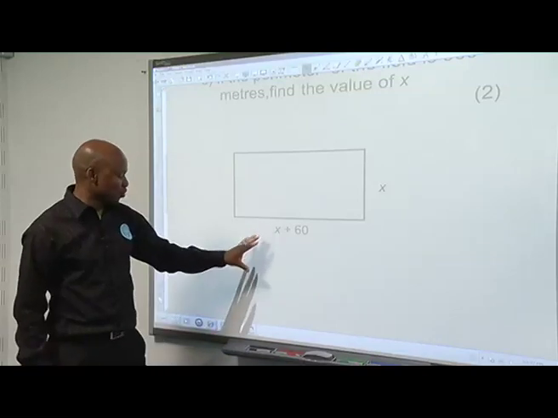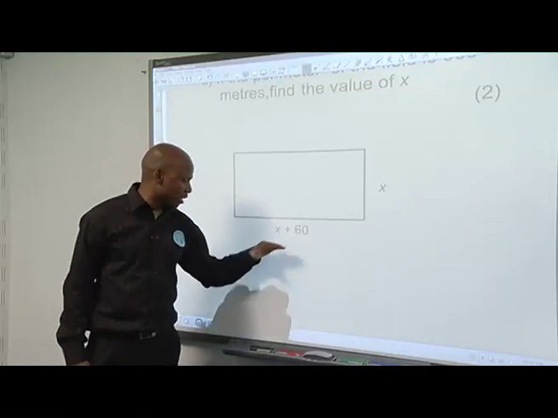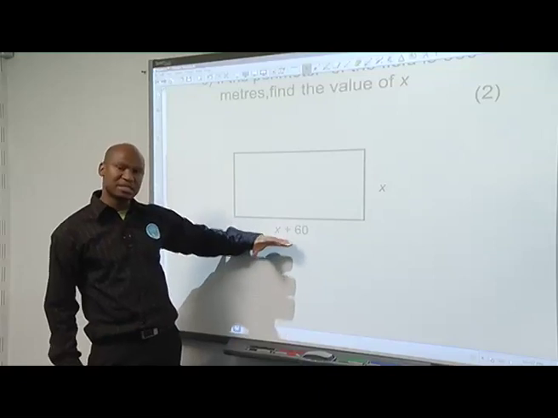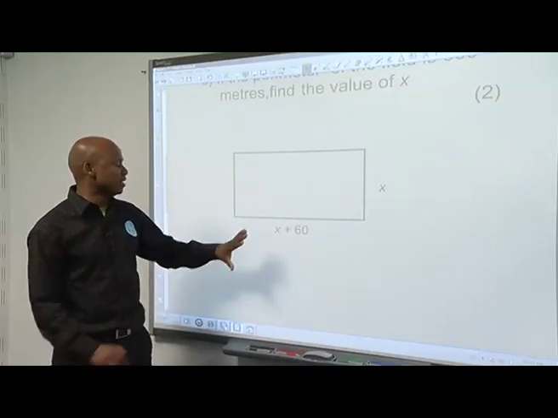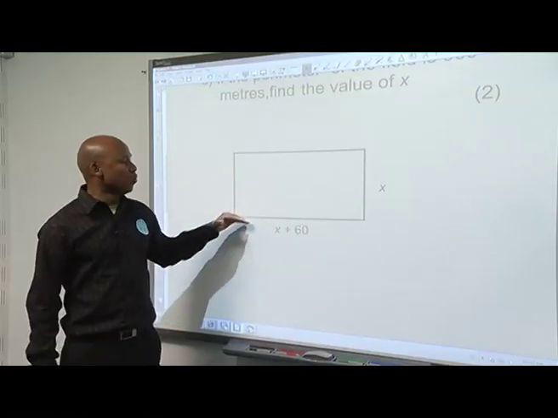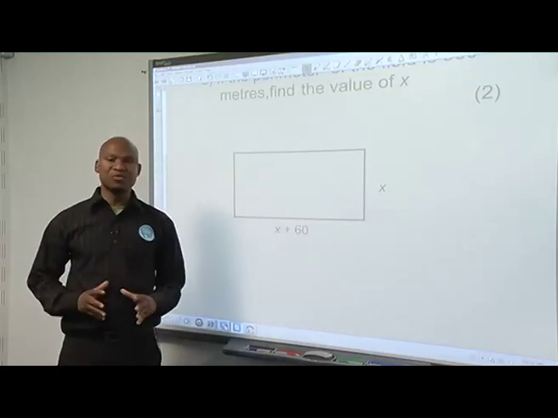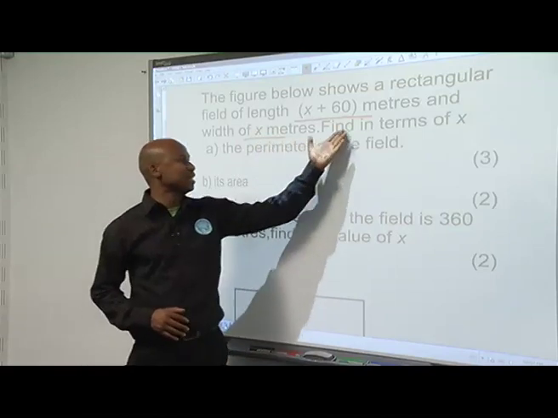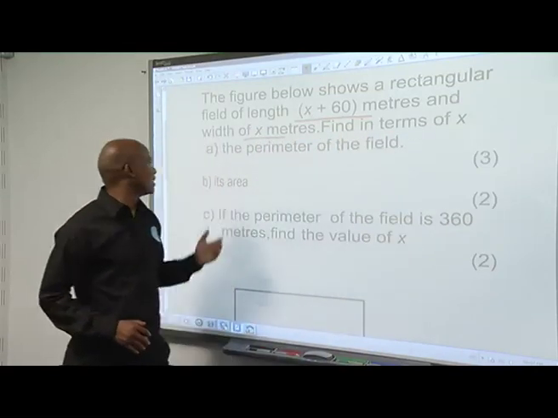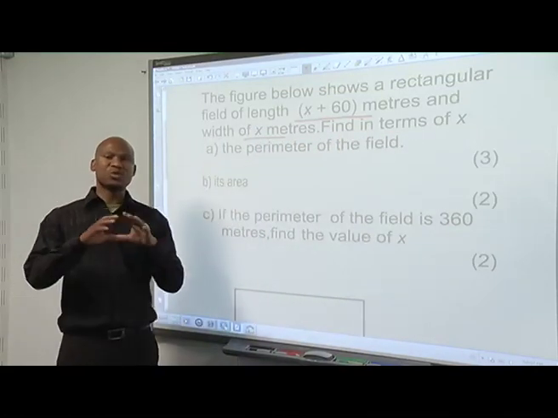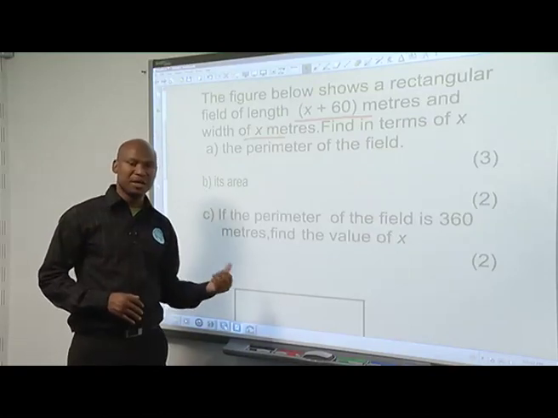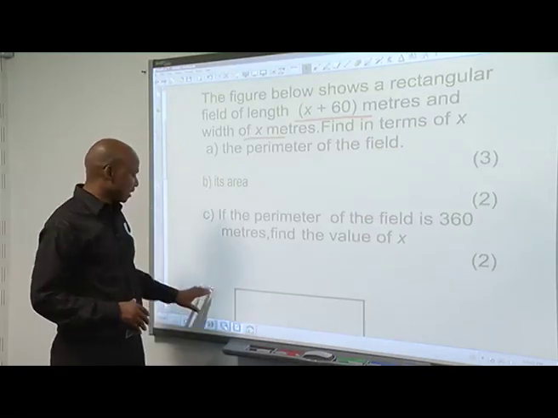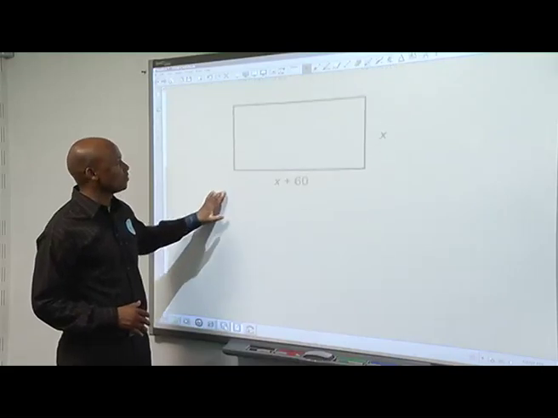Now, what are we going to do? We can see that this is written in terms of x, and this means whatever answer we are going to give here is going to be in terms of x. Like they say, find in terms of x the perimeter. Now we are going to write the perimeter of this shape in terms of x, that is leaving x as part of the answer.